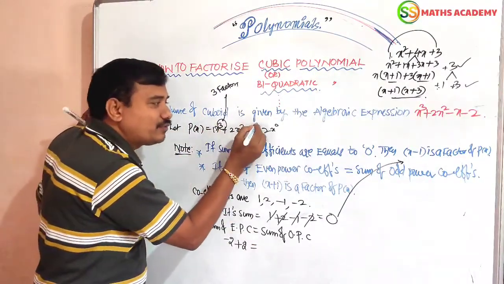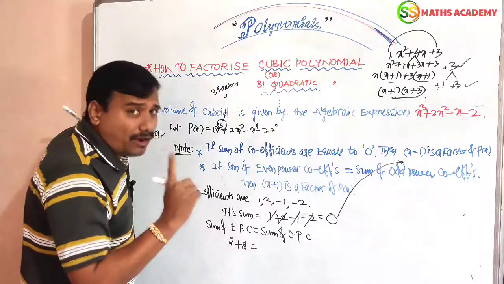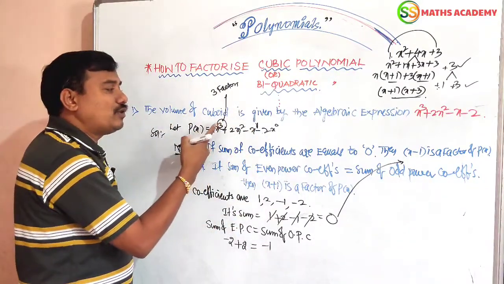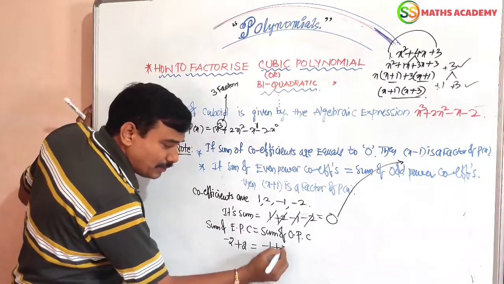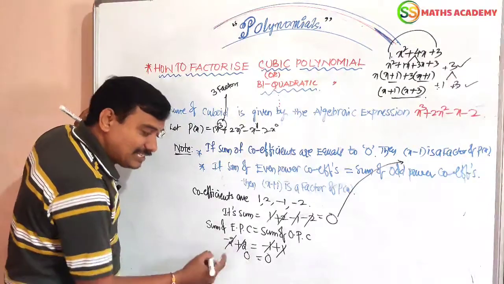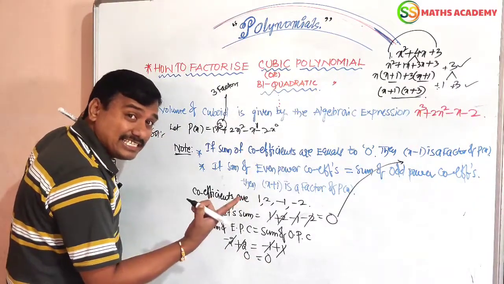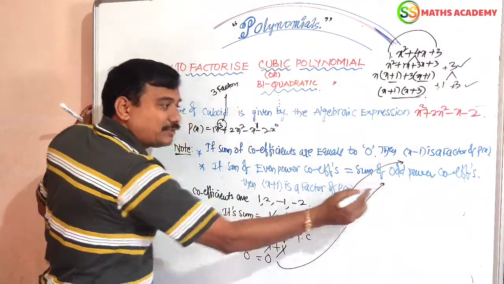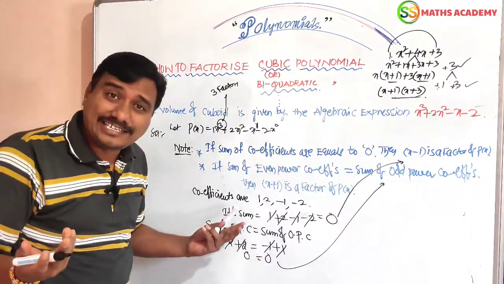Odd power is 1, that is nothing but an odd number. The odd power coefficient here is minus 1, and here the odd power coefficient is plus 1. Minus 1 plus 1 gets cancelled, 0. Minus 2 plus 2 gets cancelled, 0. LHS equals RHS. Then we can say that x plus 1 is also a factor.